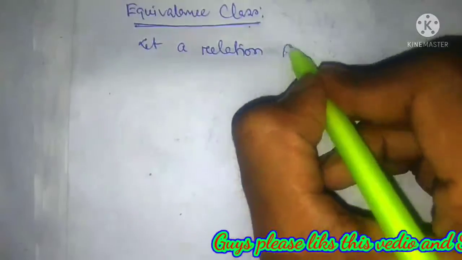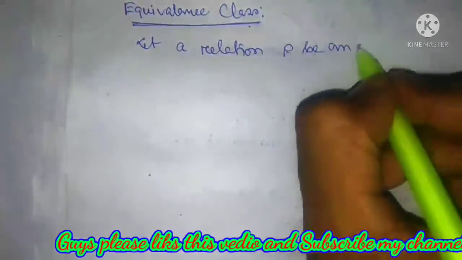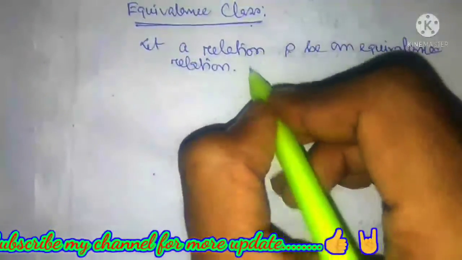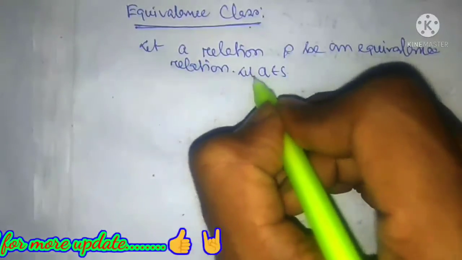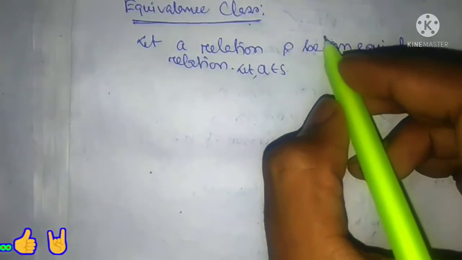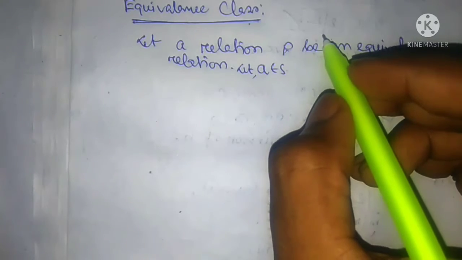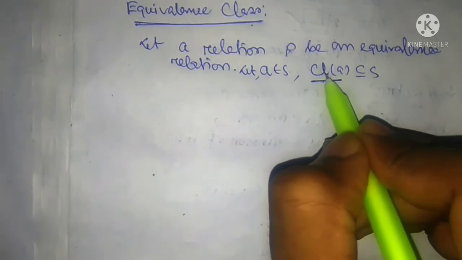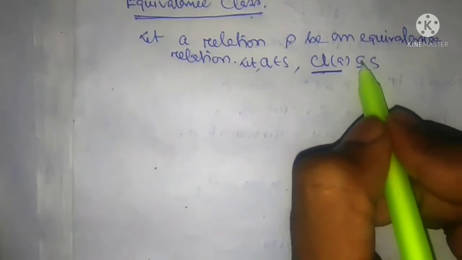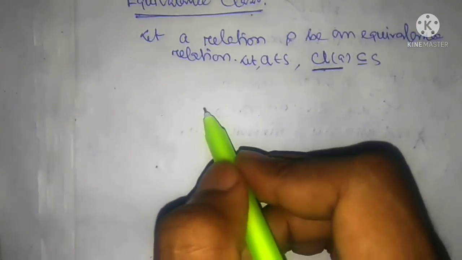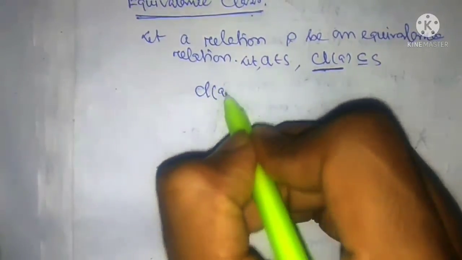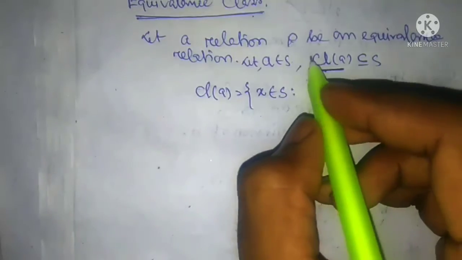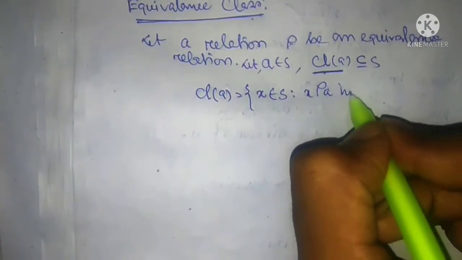Let a relation rho be an equivalence relation and an element A belongs to S. Let the class of A be a subset of S. Denote the class of A as CL of A. This is a subset of S. Then the class of A is defined as X belongs to S such that X related to A holds.